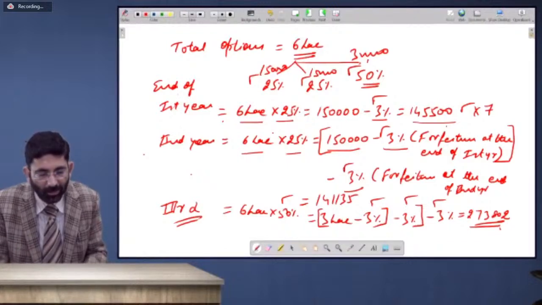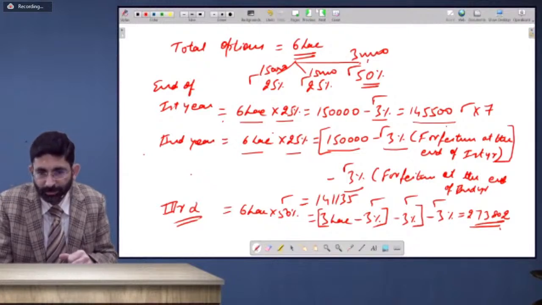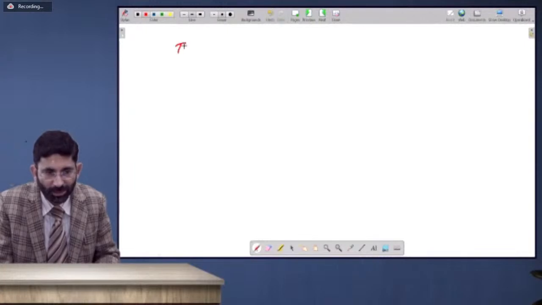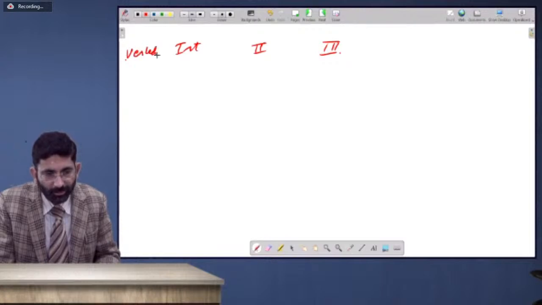Whatever is the compensation expense, let's do it also on the new page. First year, second year, third year. Now vested, this is loss to be written off.